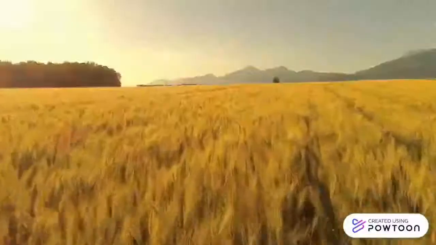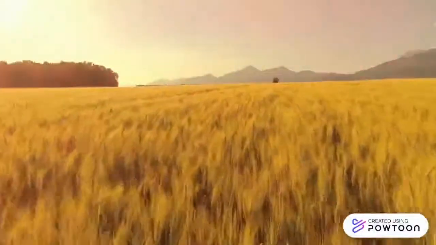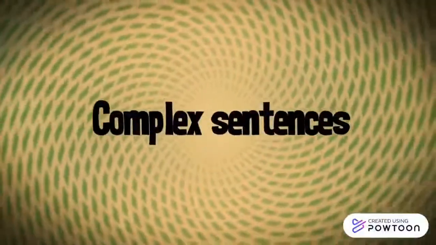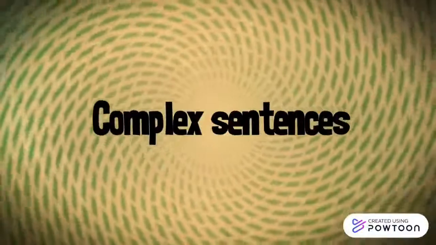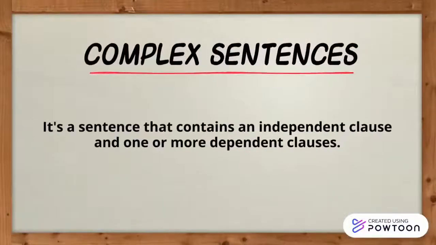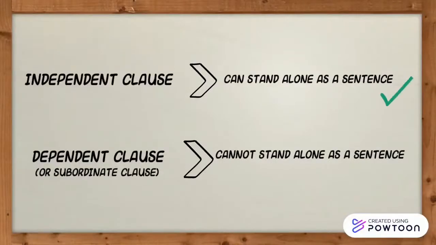Now, after this short introduction of the novel, let's get into the main idea of this video tutorial: complex sentences and subordinate clauses. To begin with, what is a complex sentence? A complex sentence is a sentence that contains an independent clause and one or more dependent clauses. An independent clause can stand alone as a sentence, but a dependent or subordinate clause, even though it has a subject and a verb, cannot stand alone.